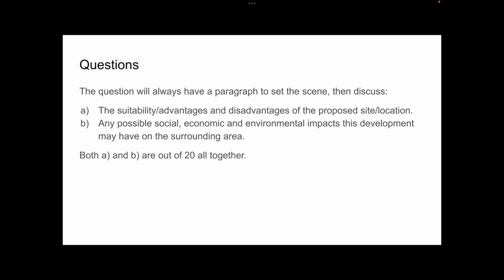Now, both A and B are out of 20 altogether. So in theory, you can answer A and B together, or you can do it separately. I find separately is easier. Certainly for me, and my hints and tips will have it separate, but that's not to say you have to do it separately. You have to do A and B, and you physically can't do just one and get full marks. But you need to have A and B, and the 20 marks are fluid throughout.